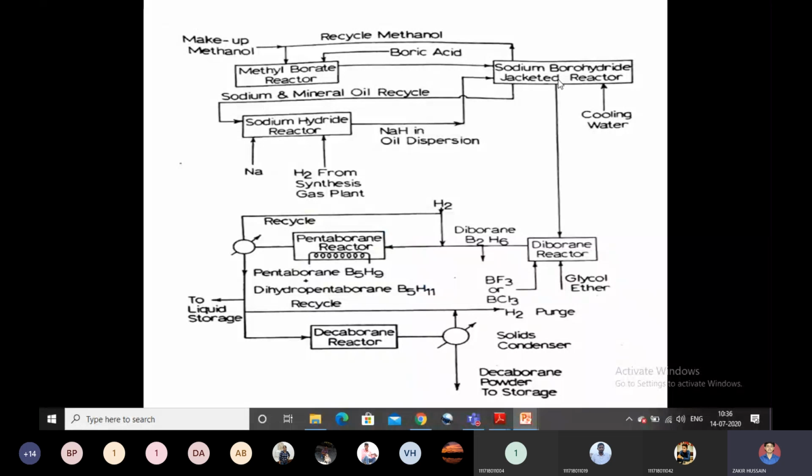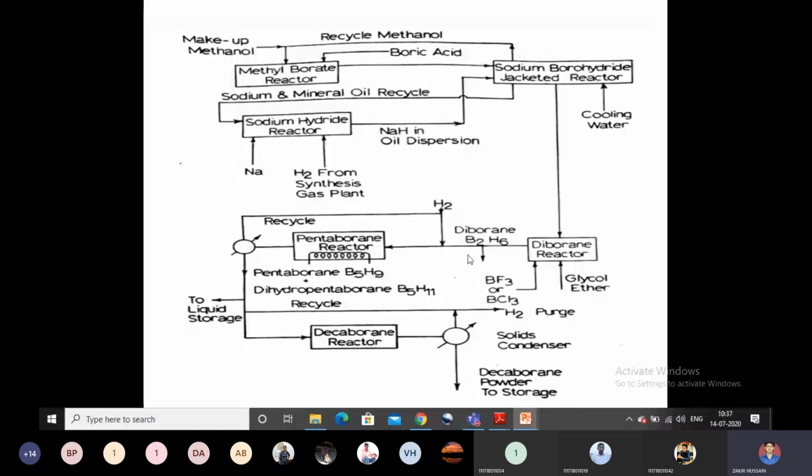So the formed sodium borohydride will be sent to the diborane reactor, in which it is mixed with a glycol ether and reacted with boron trifluoride or boron trichloride, depending on whichever reactant we choose. This sodium borohydride will react with the boron trifluoride or boron trichloride to give diborane, B2H6, which is in the gaseous form.